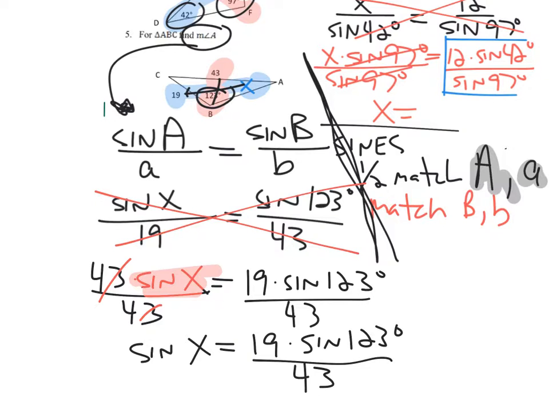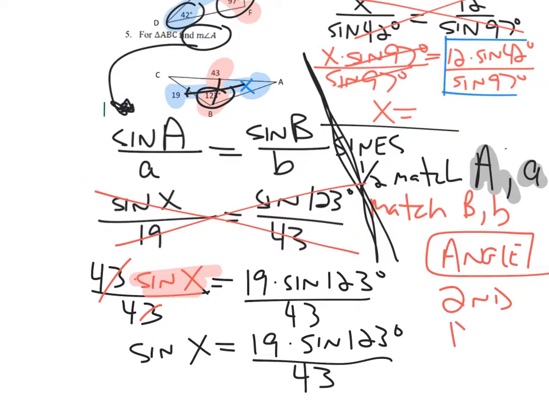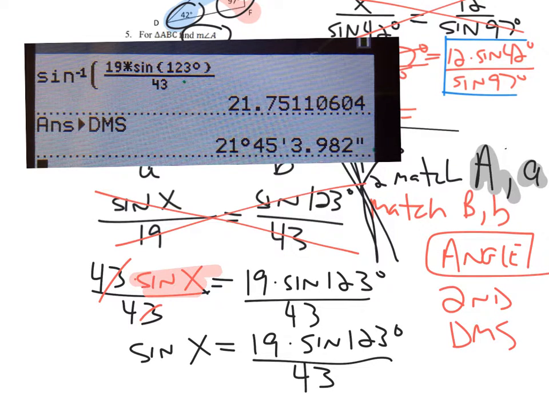And remember, since you're finding an angle, the two things you have to remember: you have to press the second button first, and then you have to DMS your answer. So I'm going to look at my seconds, which are 3. Since that's under 30, it's going to stay the same. So here my answer is 21 degrees, 45 minutes. We always find sides to the nearest tenth. We always find angles to the nearest minute.